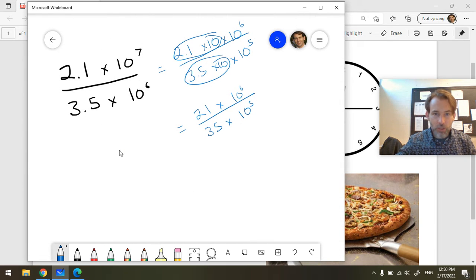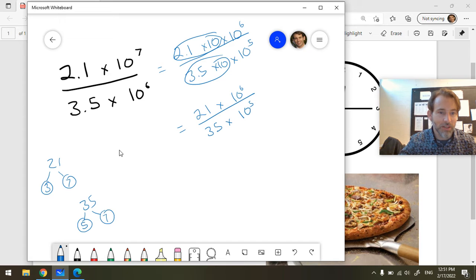Now, 21 divided by 35. How can we do that? Now we might use our factor trees. So we might say 21 is divisible by 3 and 7. Cool, those are prime. And then 35 is divisible by 5. Oh, and then what? 7. Oh, I see something that's going to cancel.